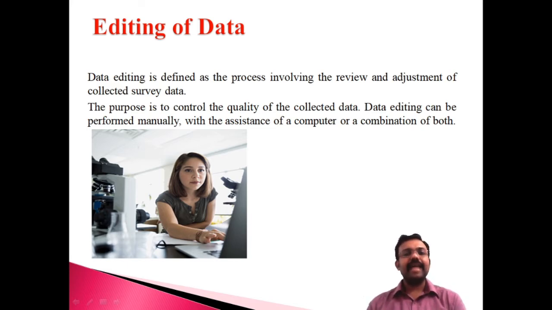Listen, editing is a process that involves the review and adjustment of the collected data. That means it is a process of reviewing and adjusting the collected data. Suppose you are collecting a lot of data through a questionnaire. You are using the questionnaire for a primary purpose, collecting a lot of information through the questionnaire, schedules, or any other methods.